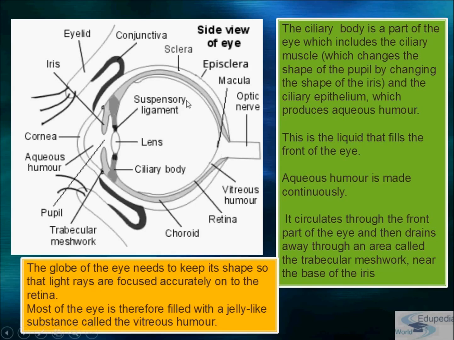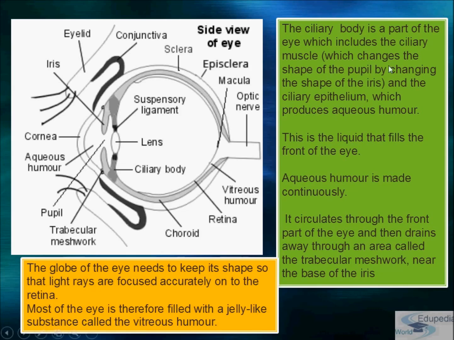Okay, and the larger space, this is your vitreous humor. The larger space between lens and retina is termed as vitreous humor. From lens to retina, the fluid filled is known as vitreous humor. It is filled with transparent gelatinous fluid. The aqueous humor and the vitreous humor maintain the shape of the eyeball.